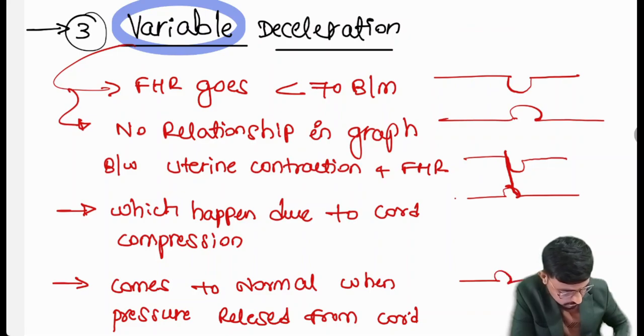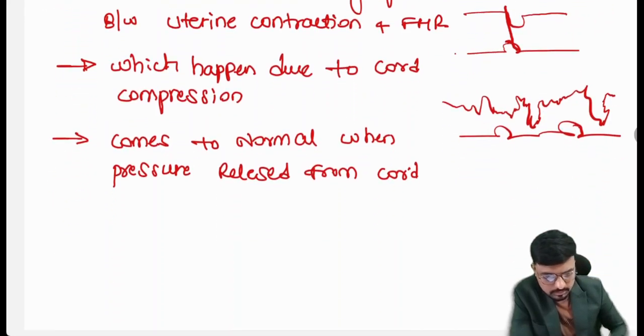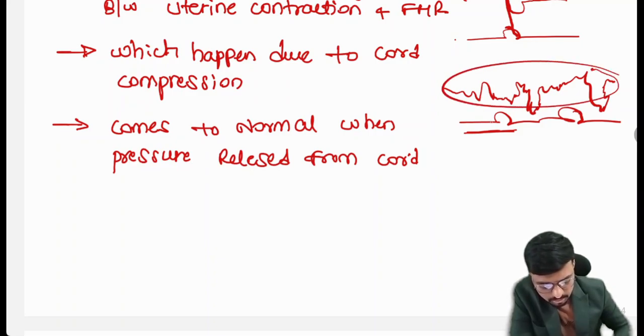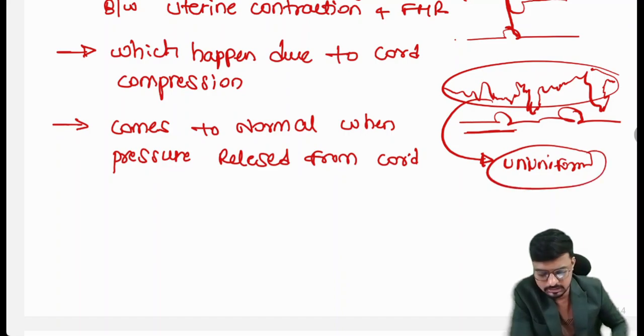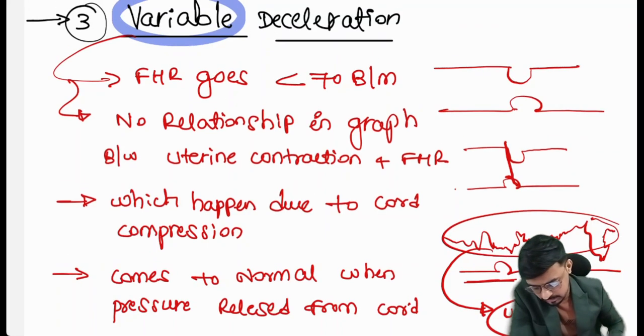Now consider these uterine contractions, and there is no relationship. Suddenly the fetal heart rate decreases, then again increases, suddenly decreases, again increases, suddenly decreases, again increases. This is what we call continuously changing or non-uniform. It is not symmetric, it is not in a uniform way. We call this non-uniform wave patterns, which are seen in our variable deceleration.